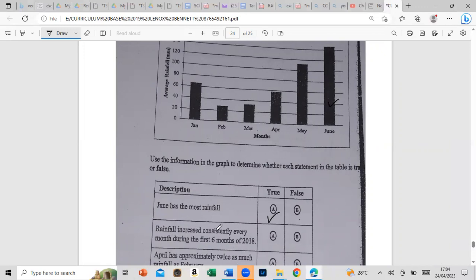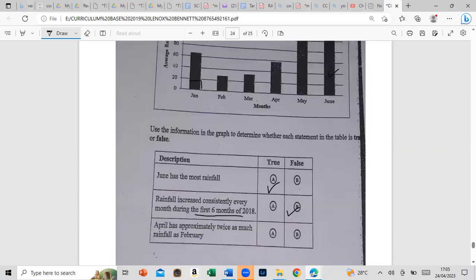Rainfall increases consistently every month during the first 6 months of the year. That is not true because guess what? January was the best for these. February dropped, then it went up, then it went up. So it could have been close, but January messed it up. January should have been right here or somewhere else. So I'm going to go with false for that one.